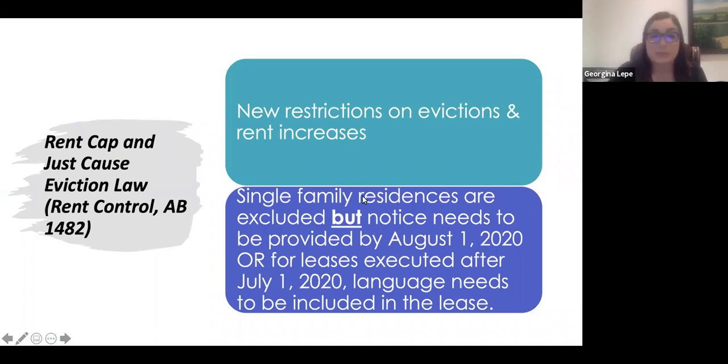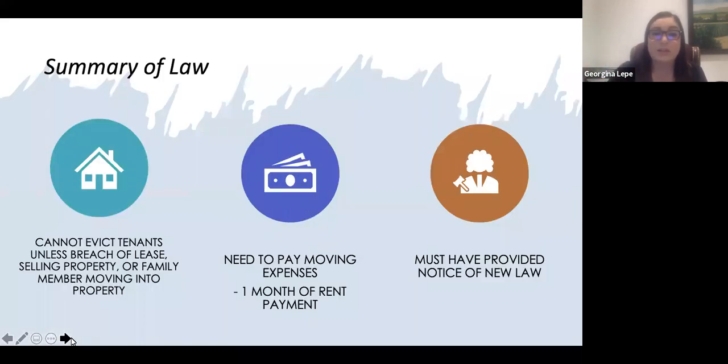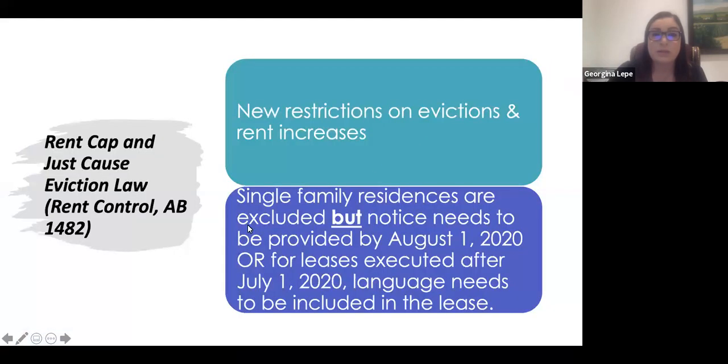So the gist of this law is, this law does not apply to a single family residence or a single family residence that has an additional dwelling unit. However, for you to be exempt, you do need to provide notice of this new law. If the property is a duplex or anything bigger, then there are restrictions on the eviction of tenants and rent increase. So you can only increase the rent 5% every year, plus the cost of inflation in that particular city.